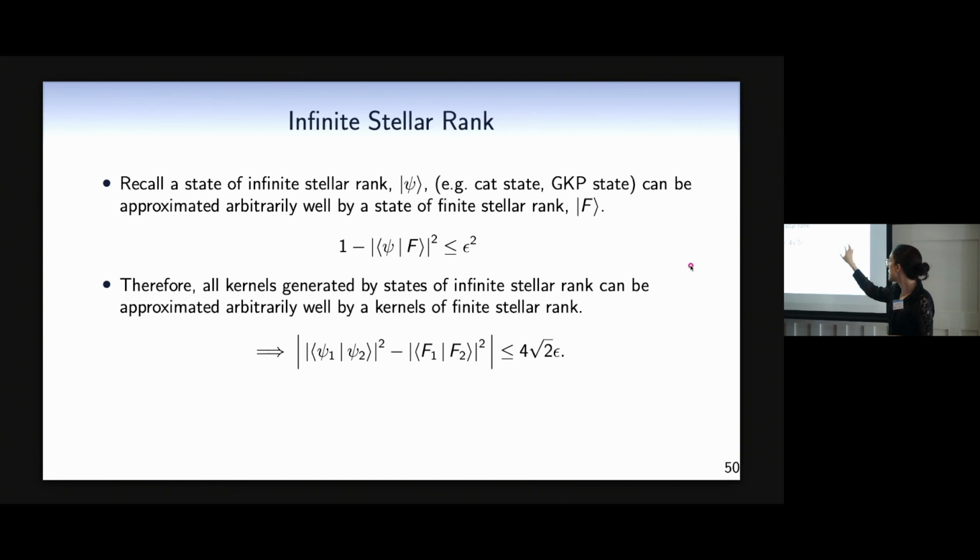So, sorry, if your state of infinite stellar rank is epsilon close to a state of finite stellar rank, then the kernels that are generated by those states are going to be within epsilon of each other.